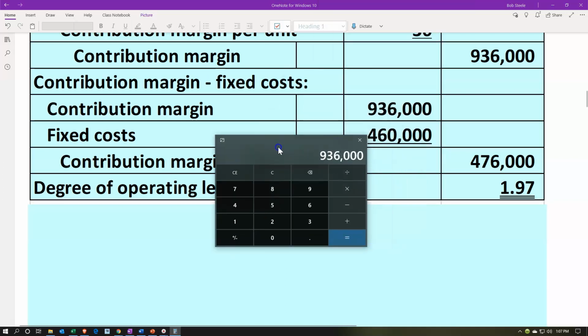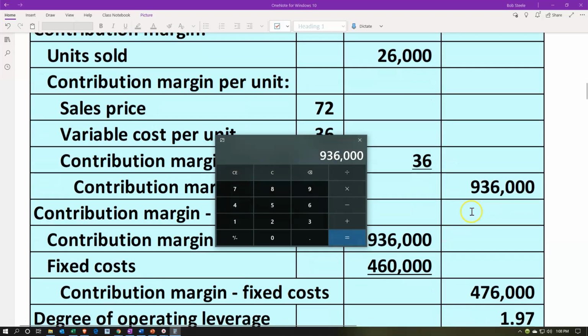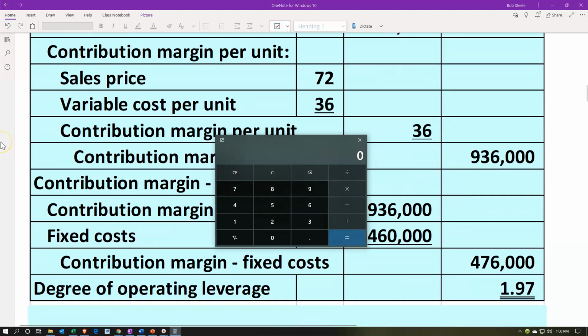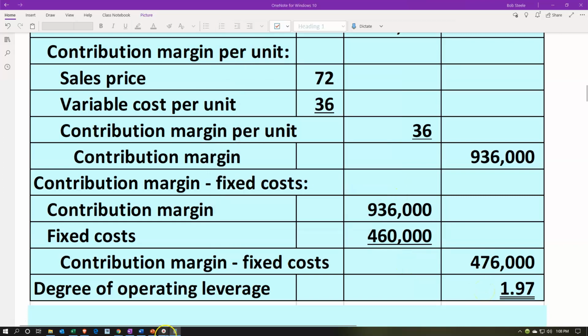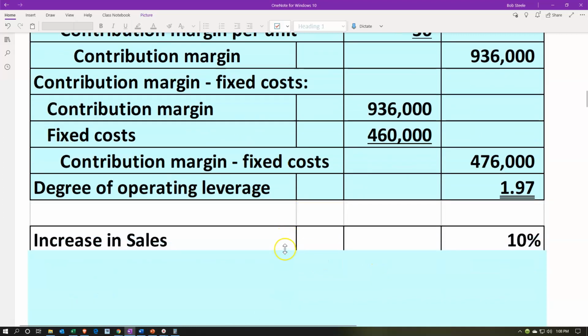We're now in the outer column, where we have the numerator and denominator: the 936,000 divided by the 476,000. That's going to give us about 1.97. We have to deal with rounding all the time when dealing with these types of calculations. So once we have that, we can start to think, okay, what does that tell us? That's the degree of operating leverage.